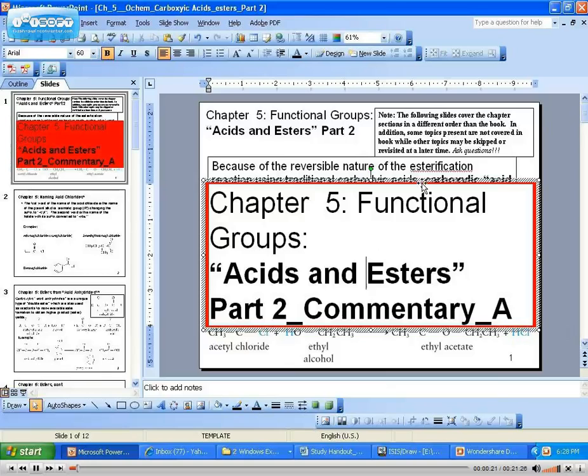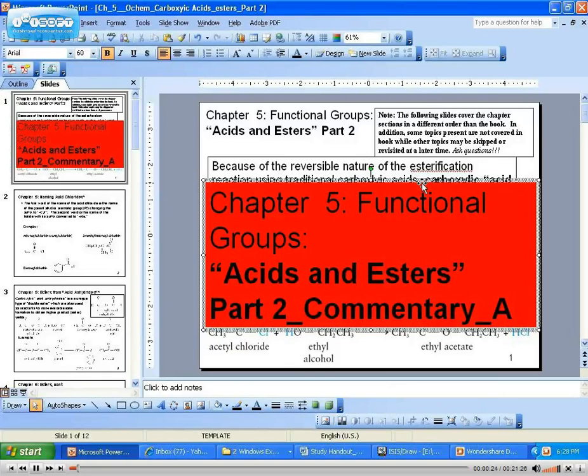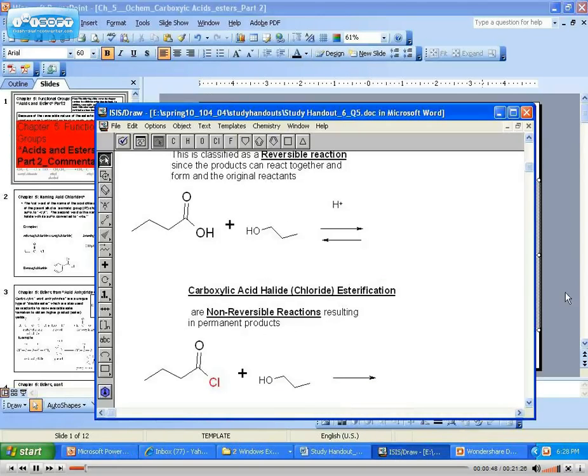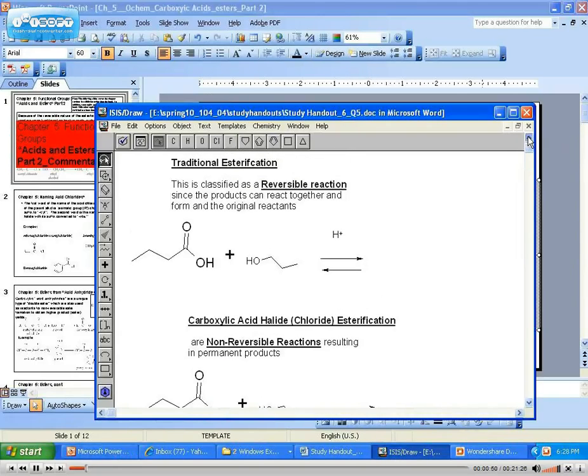So now we're going to focus on various types of carboxylic acid derivatives, such as acid halides, and we'll talk about additional reactions involving these acid halides and esters, along with a few other things. So, before we begin, let's go ahead and first take a look at this reaction right here.